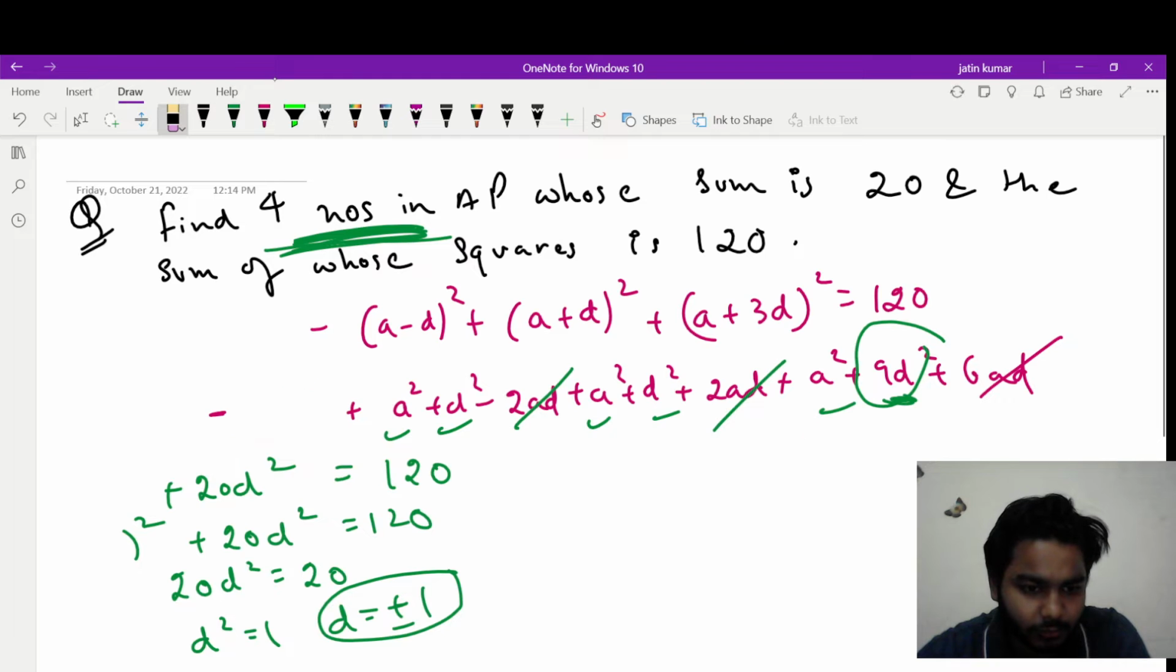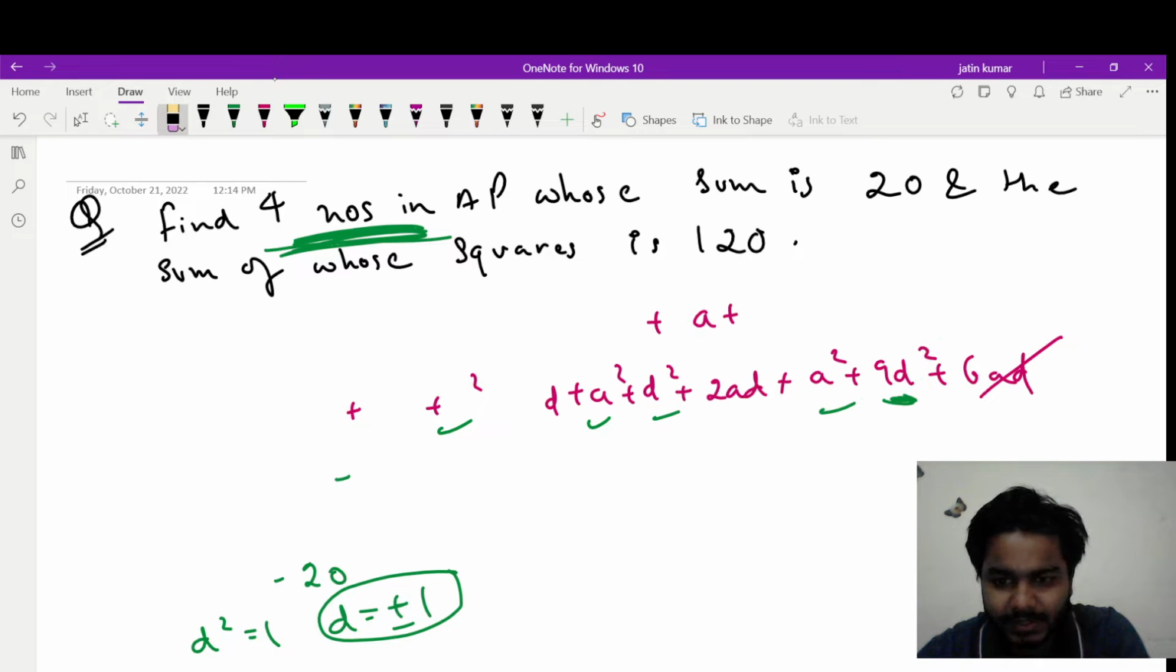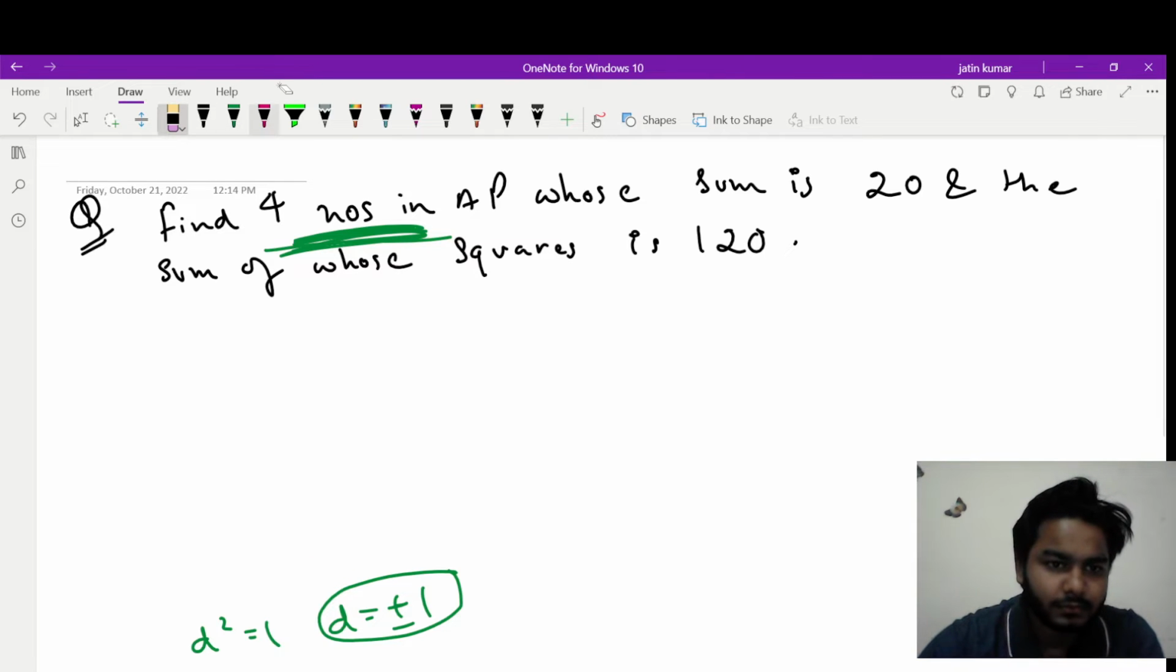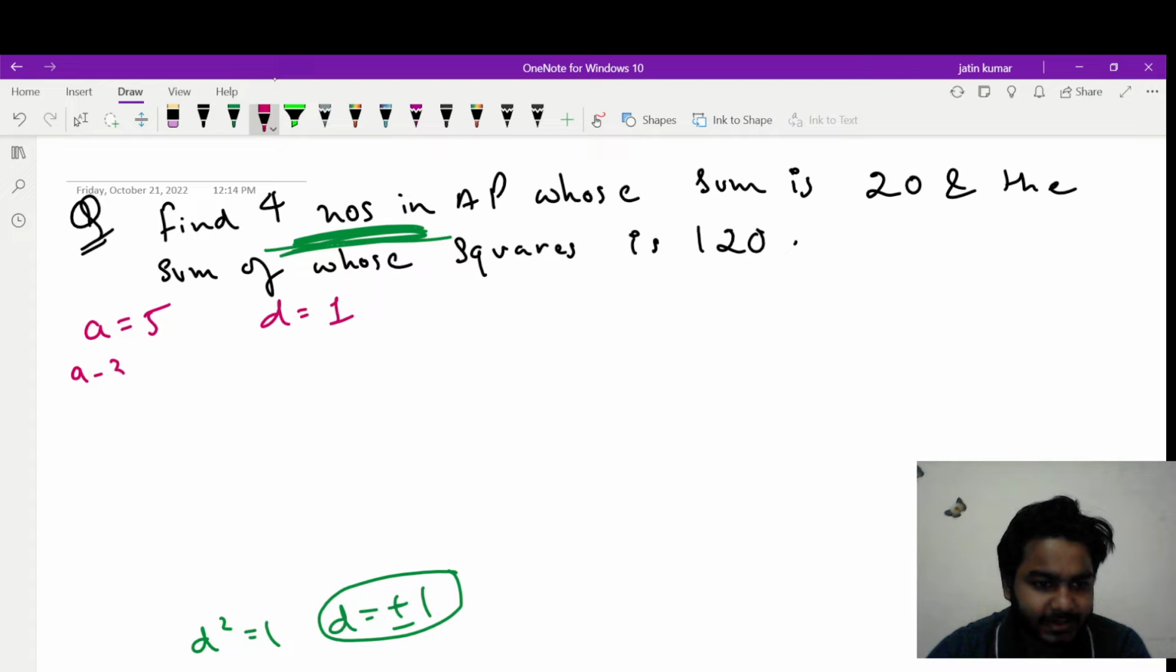Now what were our 4 terms? a minus 3d, a minus d, a plus d and a plus 3d. These were our 4 terms. So we have got the value of a as 5, and the value of d as plus 1 and minus 1. When d is 1, the terms are a minus 3d, a minus d, a plus d, a plus 3d.